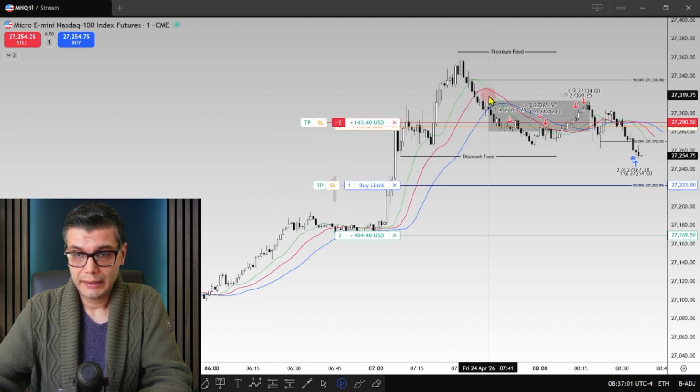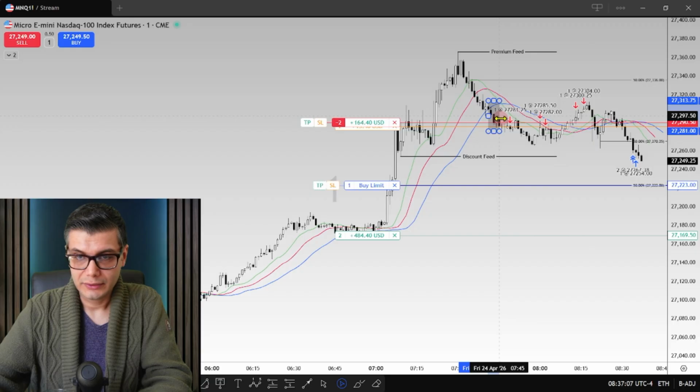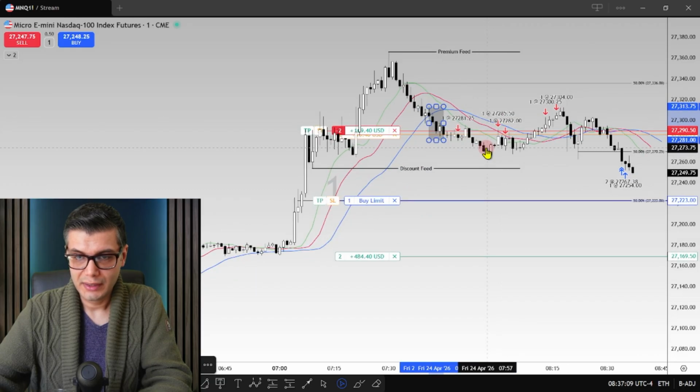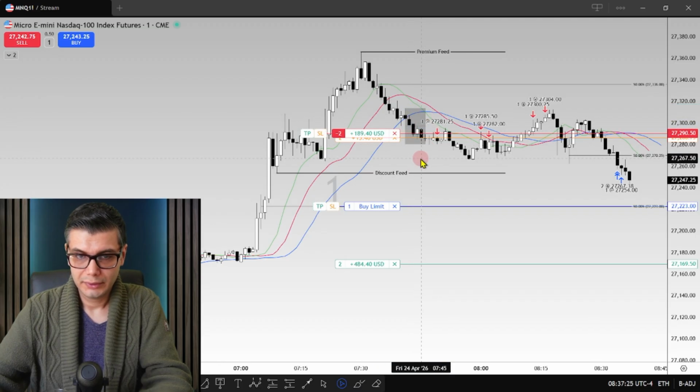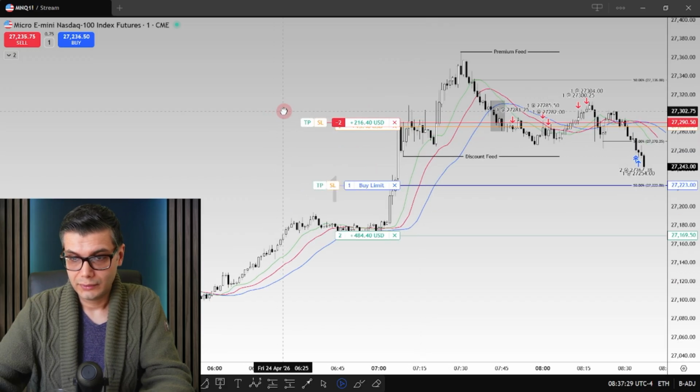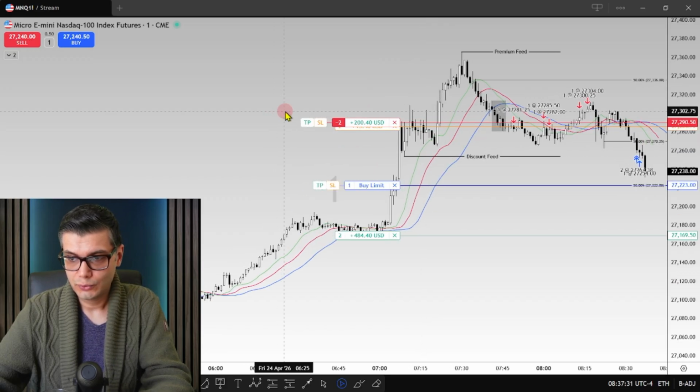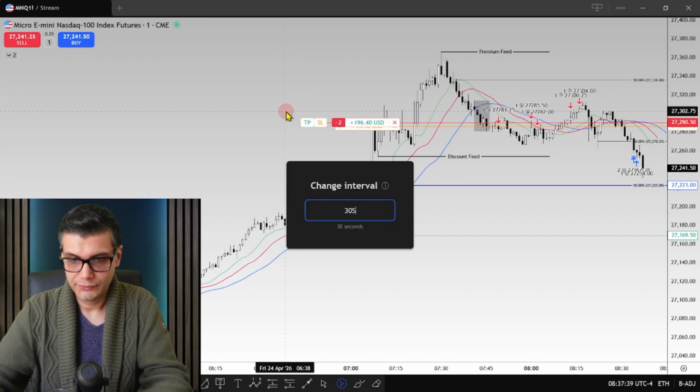After the Alligator crossover, I highlighted the candles that participated in that crossover, which extends from 7:41 a.m. New York time all the way to 7:46. 1, 2, 3, 4, 5 candles are involved in that. Okay, now the price is speeding toward the 50% of that tail. Let's go to 30 seconds.